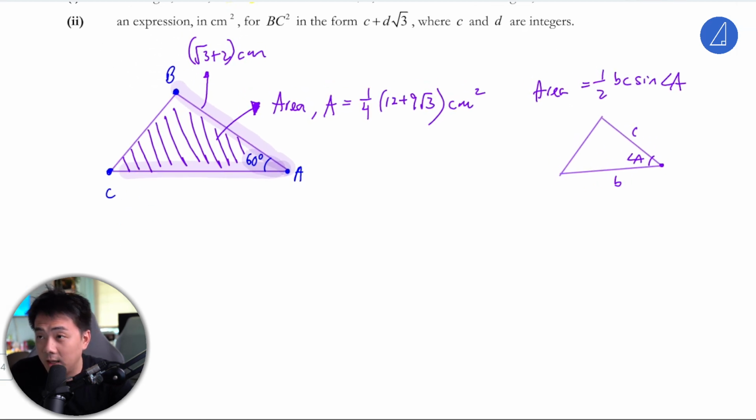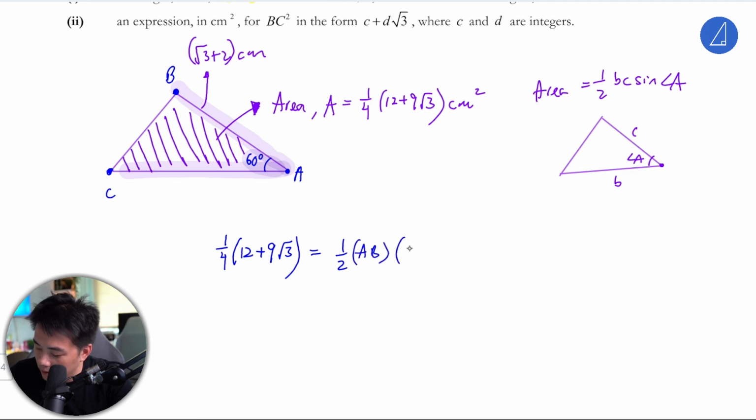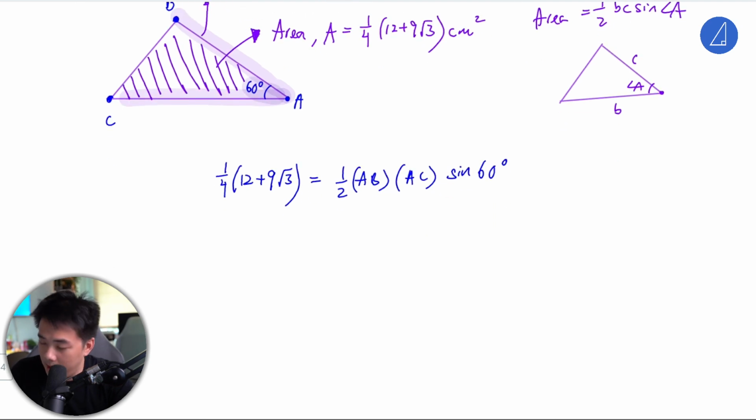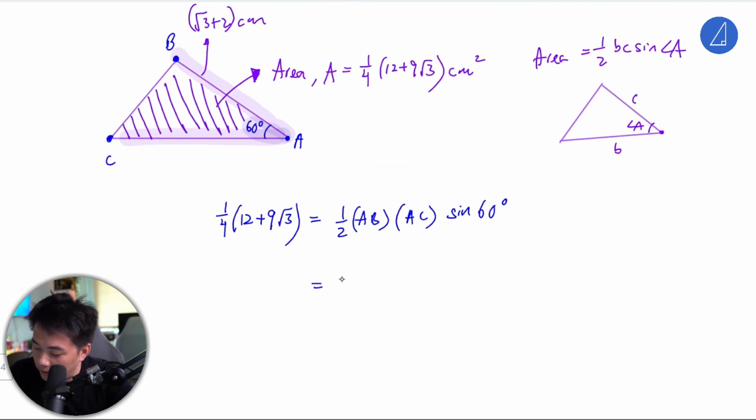So the area of the triangle will be 1/4 (12 plus 9 root 3), which equals half AB AC sine 60 degrees. AB, of course, we were given, is root 3 plus 2. Then AC is what we will need to find.